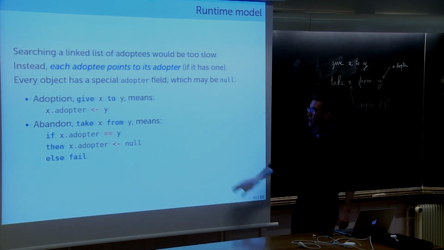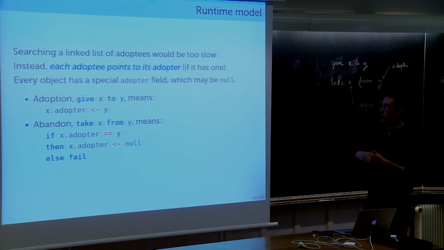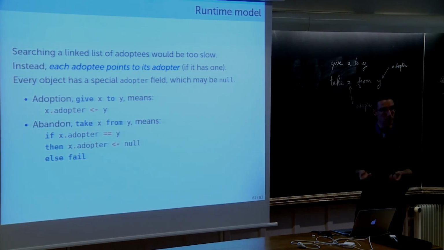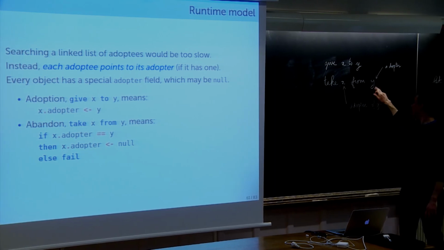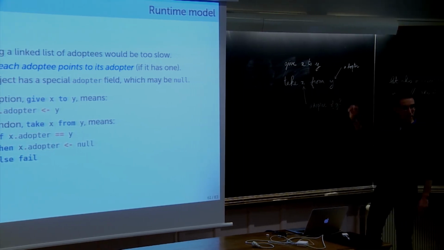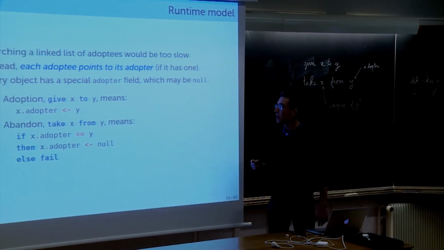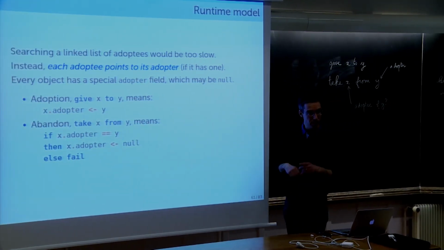Yeah. So that's the runtime model. Actually, the runtime model is the converse of the naive model. The naive model is that each adopter has a list of its adoptees. But that's not efficient, because when you take, you have to search the list of adoptees looking for x, and that would have linear cost. And fortunately, we can just do it the other way around.